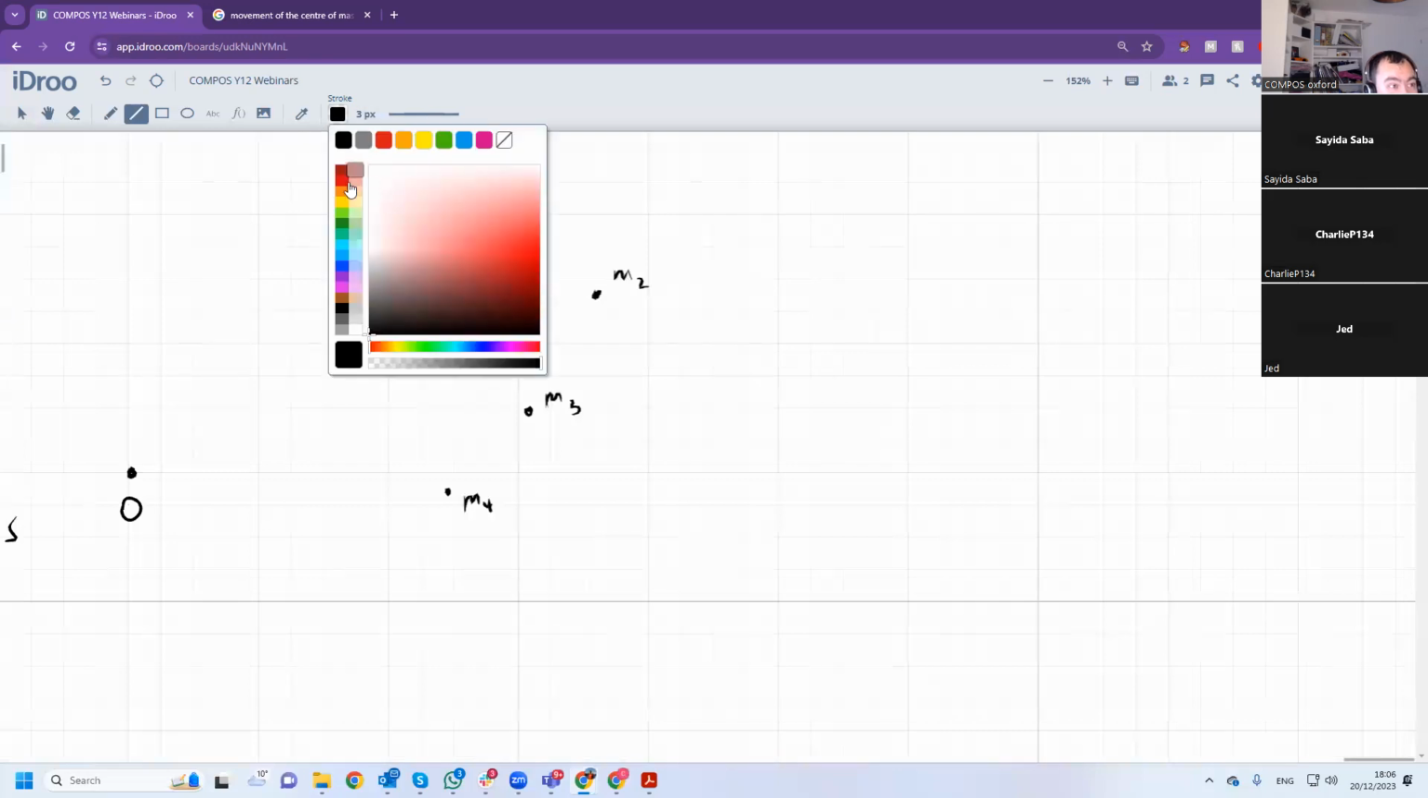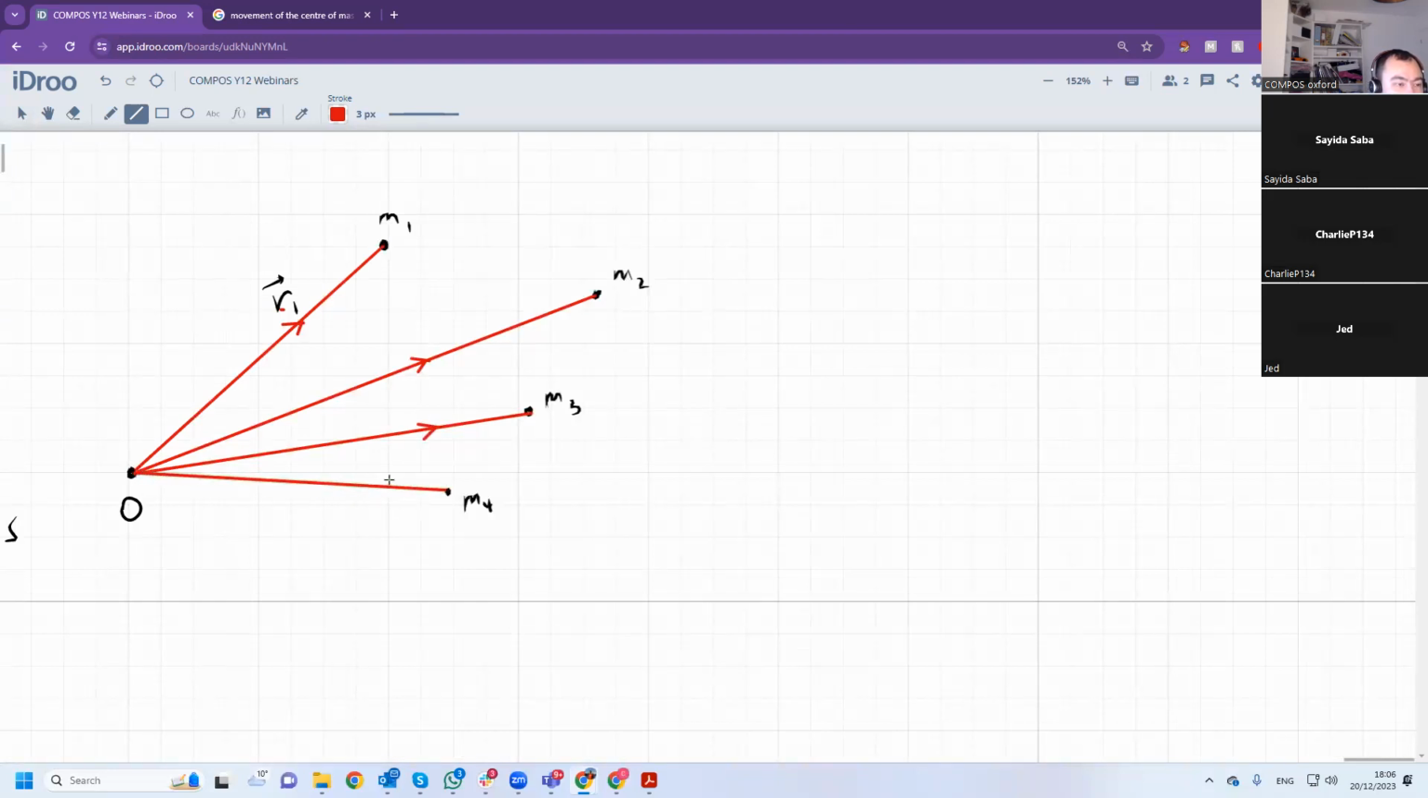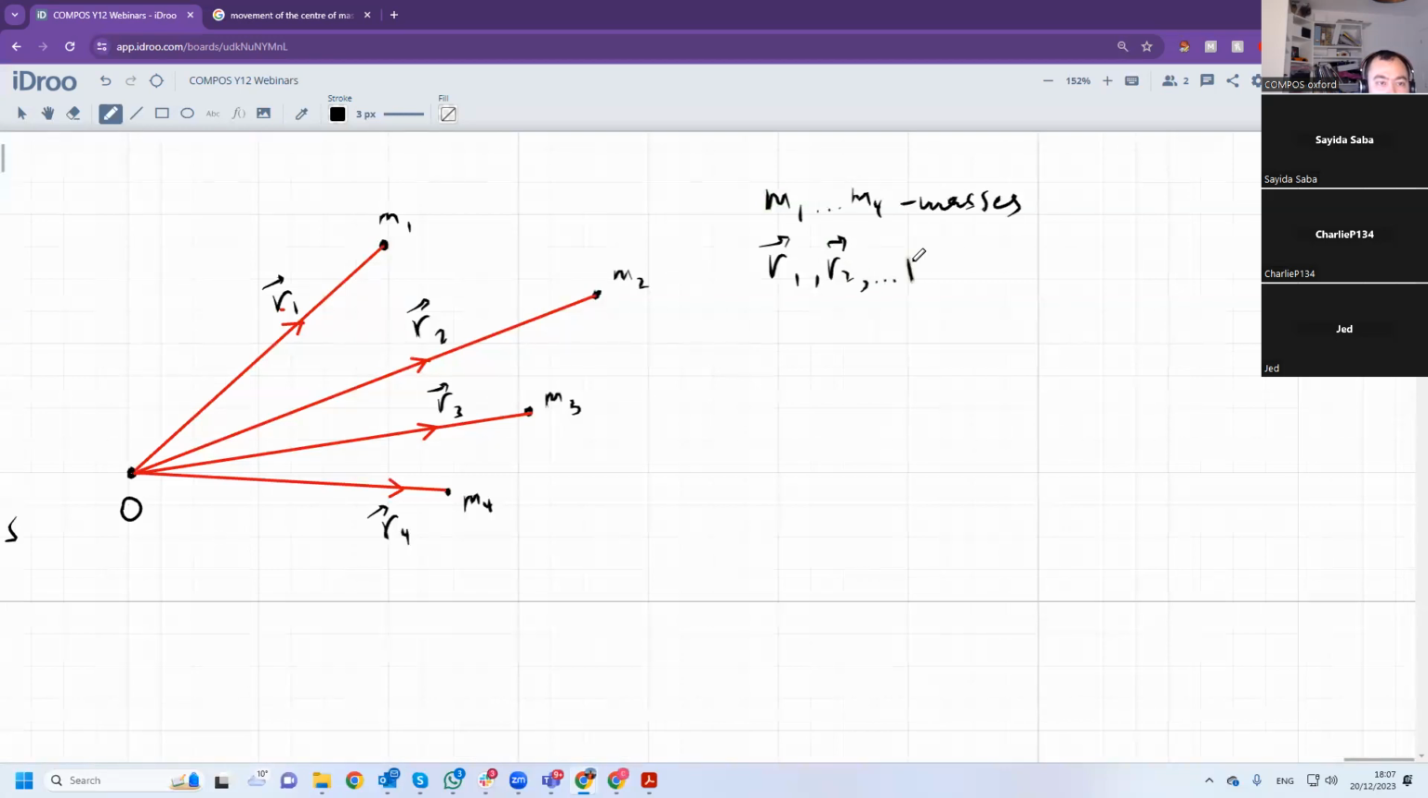Then the vector drawn from O to M1, let's call it vector R1, the vector drawn to M2, M3, and M4. So this is R2, R3, R4. M1 to M4 are their masses, and R1, R2, R3, R4 are position vectors.